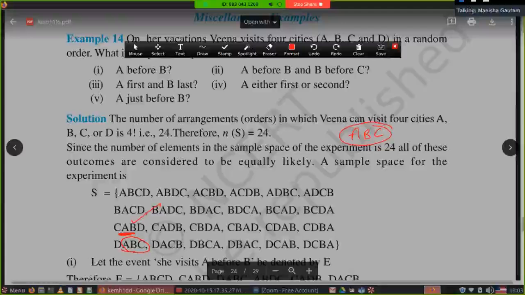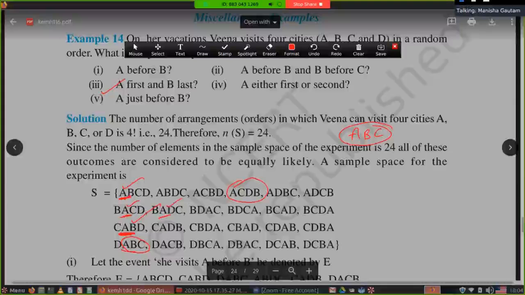In the third case, which elements do you have to count? A is first and B is last. It means A comes first and B comes last, like this. Such types of cases you have to calculate. A either first or second. It means where A comes on the first place and on the second place, you have to add both. Here A comes on the first place, and here A comes on the second place. All these cases you have to total.